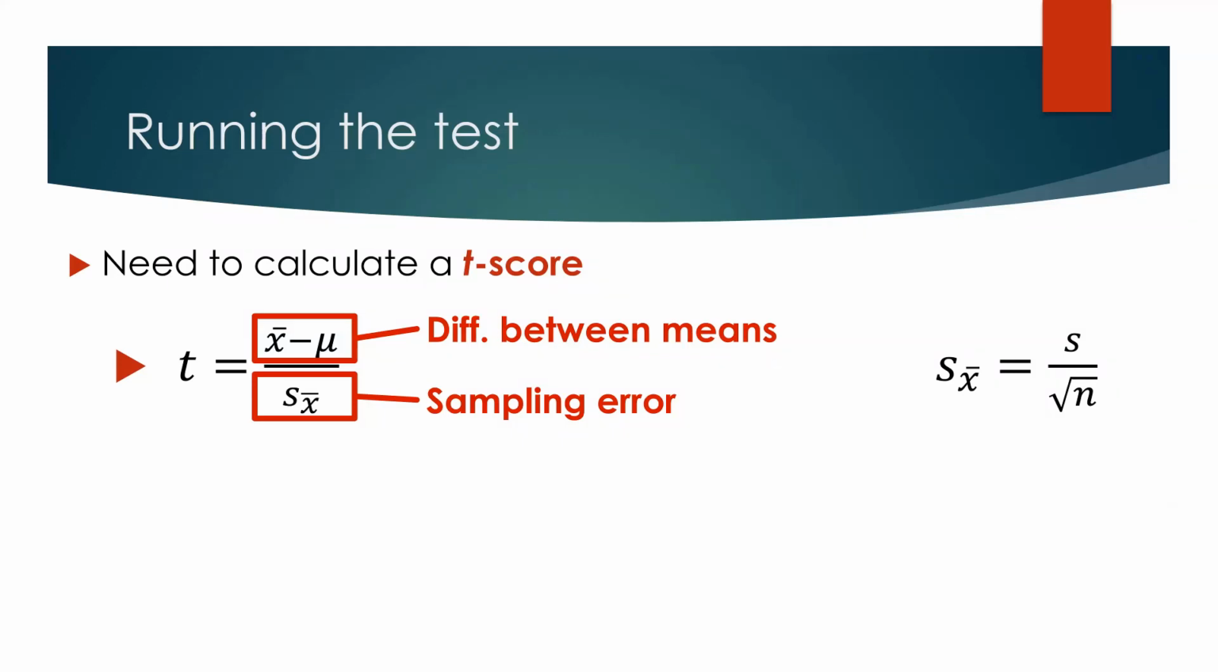Now, how do we calculate standard error? Well, that's the equation you see on the right-hand side. So standard error is equal to the standard deviation of your sample divided by the square root of n, which would be your sample size. So you take the size of your sample, square root it, then divide your standard deviation by that square rooted sample size. You put that on the bottom, and then you take the difference between your means and divide it by the standard error, and you get a t-score.